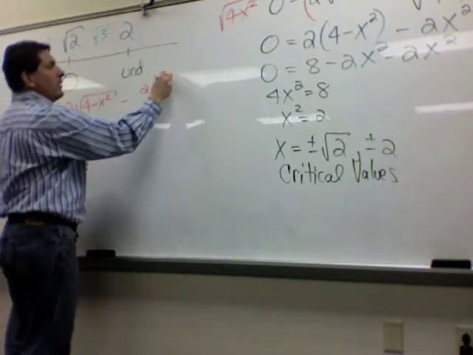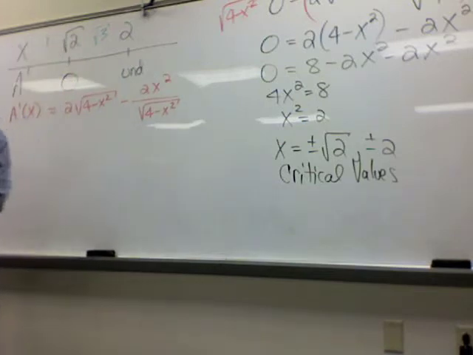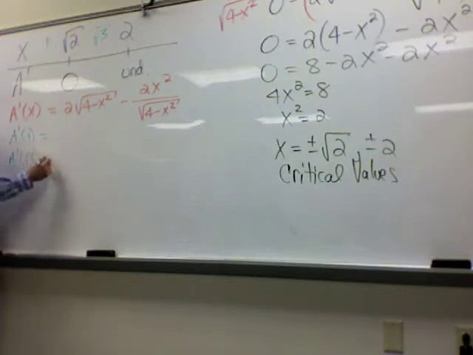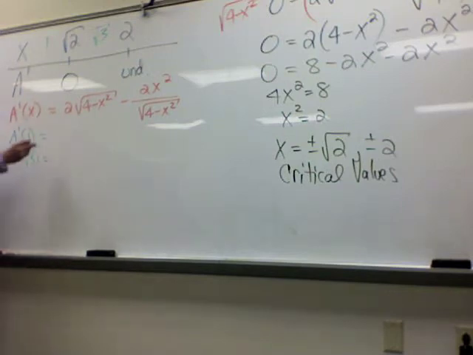All right, so I'm going to recall our derivative, which was 2 square root of 4 minus x squared minus 2x squared over the square root of 4 minus x squared. So what we have to do is we have to find A prime of 1 and A prime of the square root of 3. Just finding the corresponding values that go with that. All right, A prime of 1. I'm going to have to do this manually, see what we get.